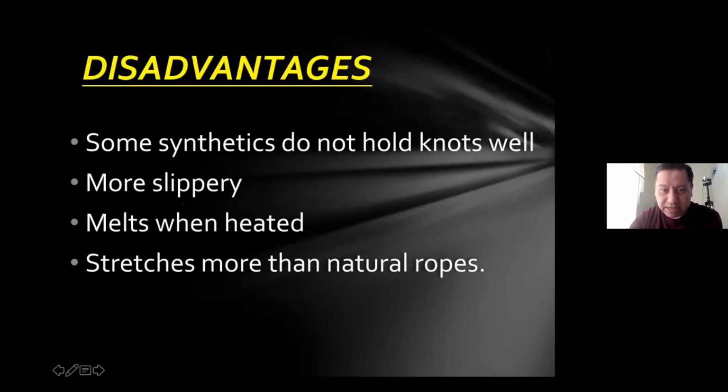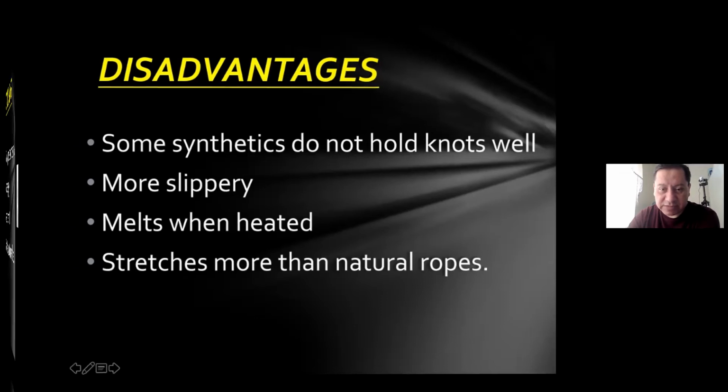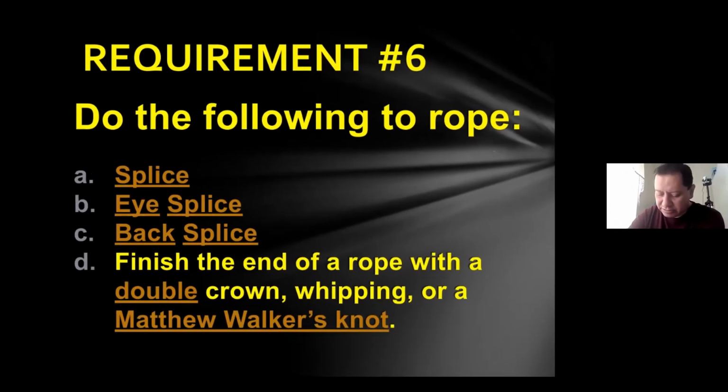Disadvantages. Some synthetic ropes do not hold knots well. Yeah, because they're kind of slippery, so the knots become undone. More slippery, melts when heated, stretches more than natural ropes. So if you don't want a rope to stretch while you're putting pressure on it, then you don't want to use a synthetic rope. So these are the disadvantages of a synthetic rope. Requirement number 6, do the following to a rope. Okay, so this is a requirement that requires you to do something with a rope.